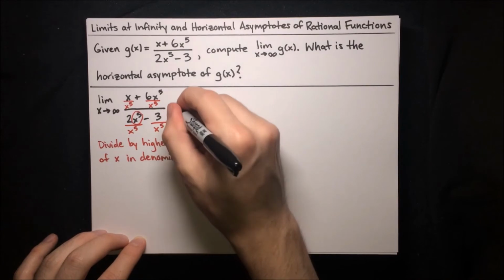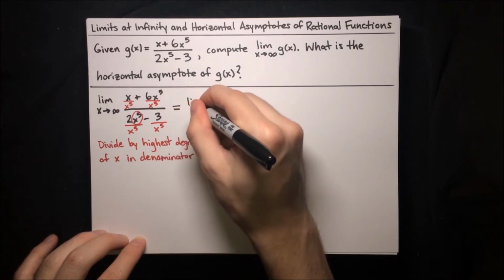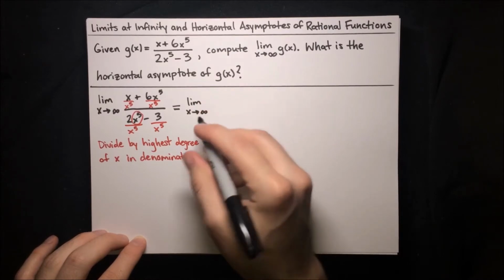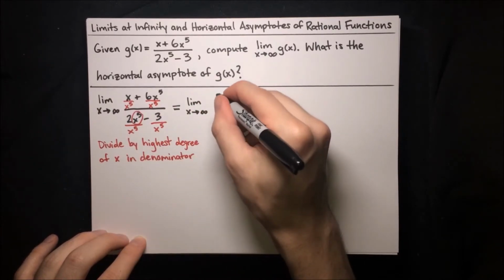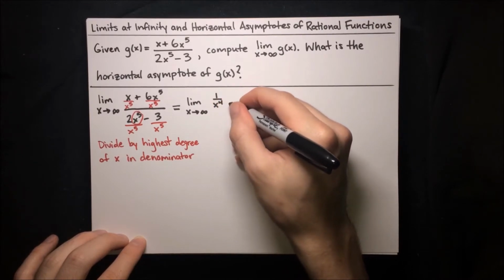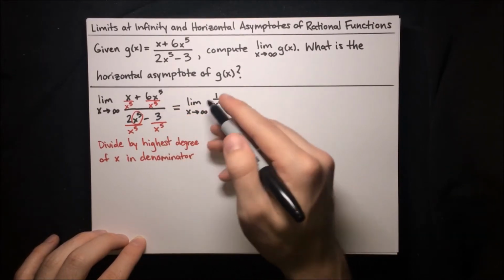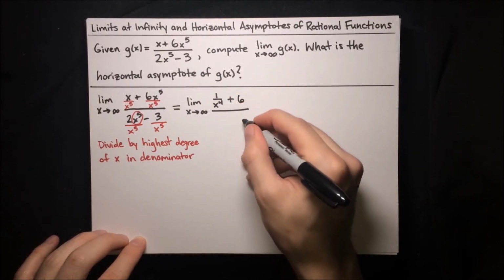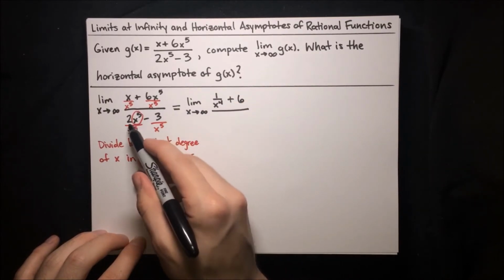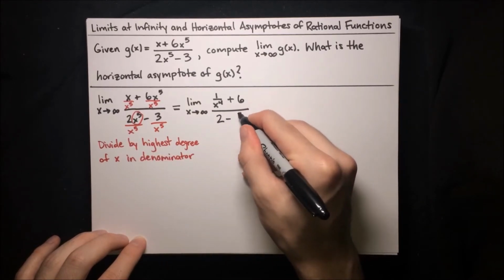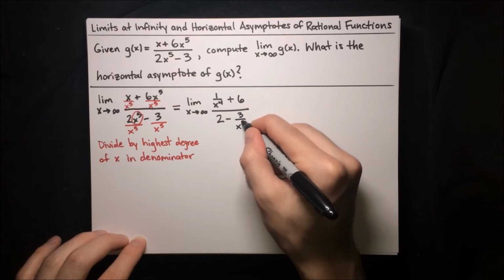And what does the limit simplify to? Well, let's just go ahead and simplify all of those terms individually. x over x to the fifth, that's just 1 over x to the fourth. And then 6x to the fifth over x to the fifth. Well, x to the fifths cancel, and we just have 6 left over. Now in the denominator, same idea with 2x to the fifth over x to the fifth, that's just 2. And then minus 3 over x to the fifth.